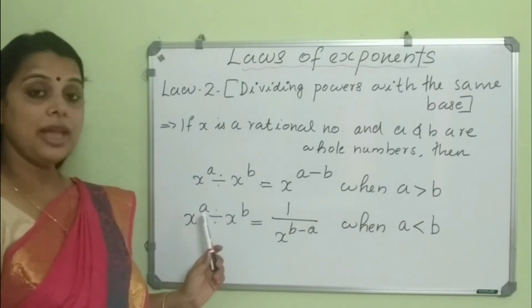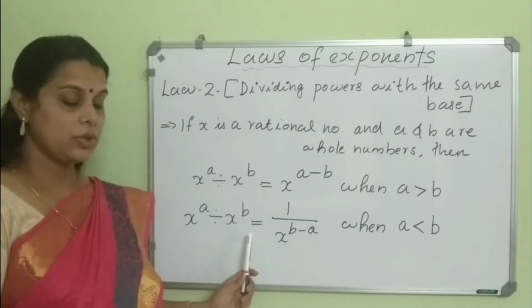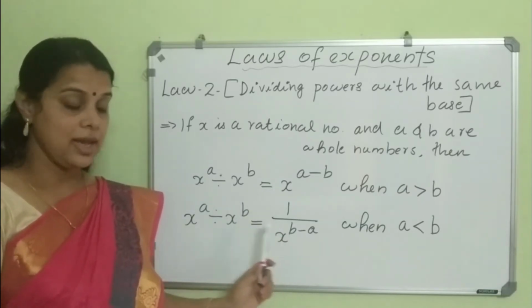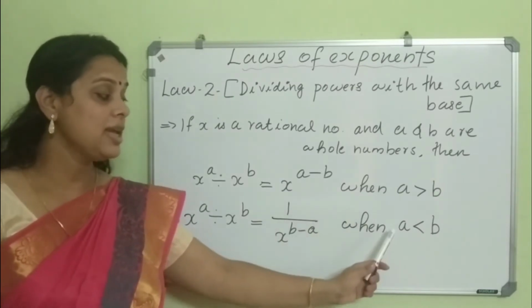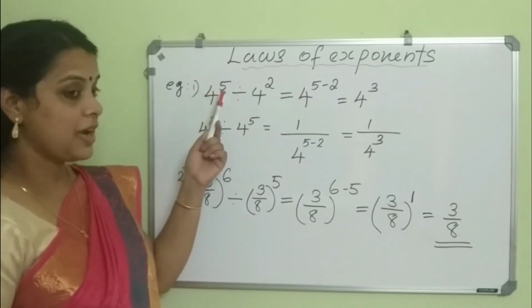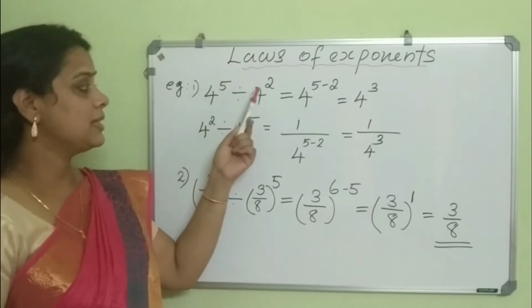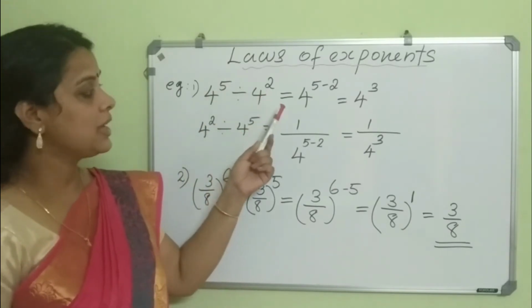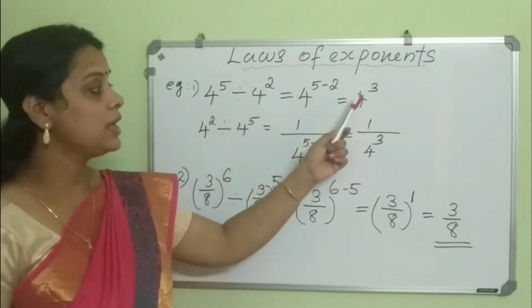x raised to the power a divided by x raised to the power b is equal to 1 by x raised to b minus a, when a is less than b. Examples: 4 raised to 5 divided by 4 raised to 2. Here 5 is greater than 2, so we can write 4 raised to 5 minus 2. That is 4 raised to 3.